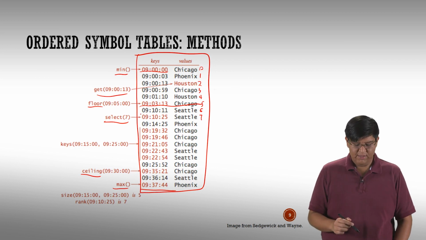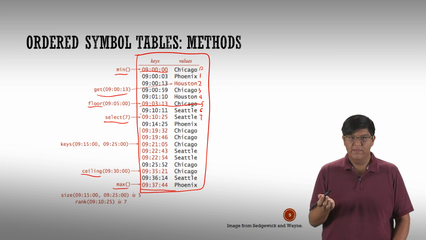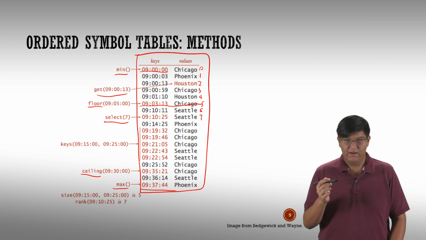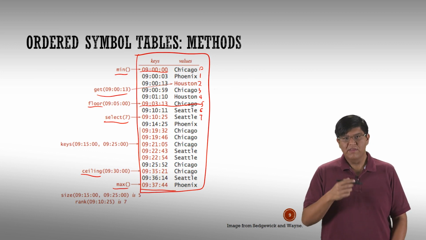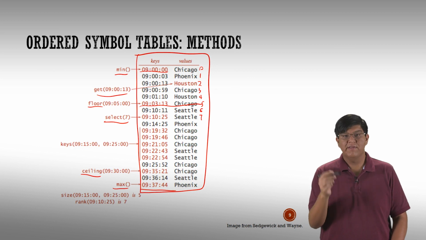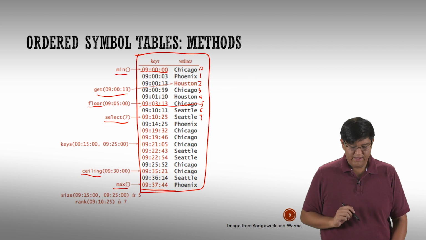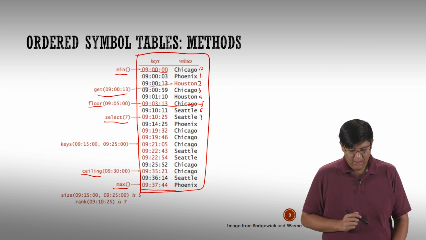What the notation here is saying is that if I do a select of 7, it's going to return to me the 9, 10, 25 to Seattle. That thing, right, would be stored at that index 7, right? So I'm looking up, what is that element? What is the thing in my symbol table that has 7 elements less than it, right? Which corresponds to that base 0 index. So yeah, that's my select operation.